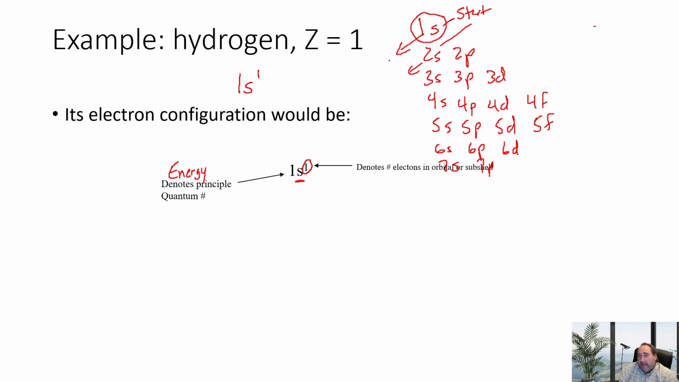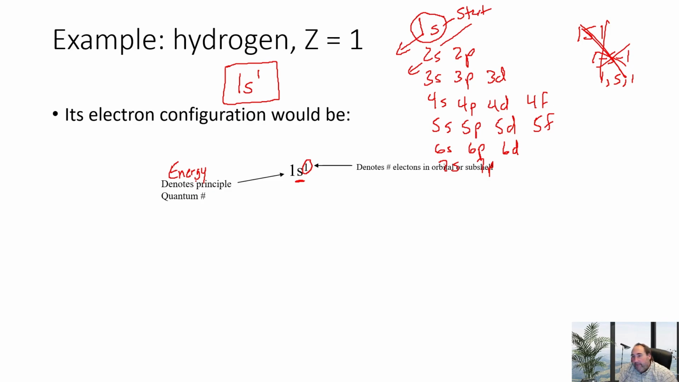You should not write anything like 1s1, 1-s-1, or any other weird things that people want to do. This is the proper way to write the electron configuration. Again, the top number there tells you how many electrons are in an orbital or a subshell.